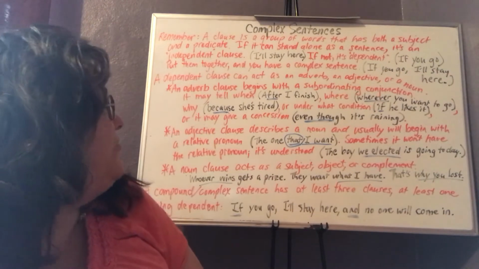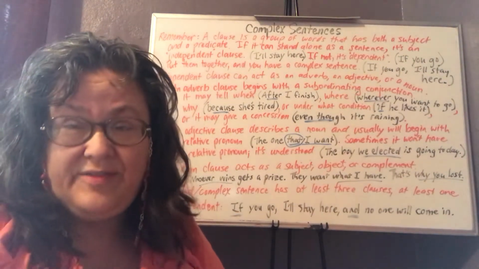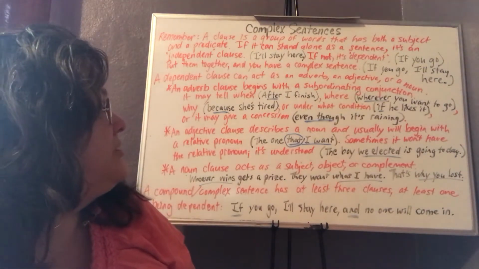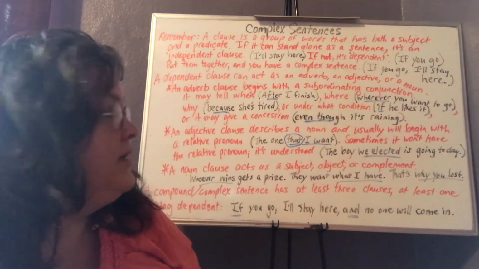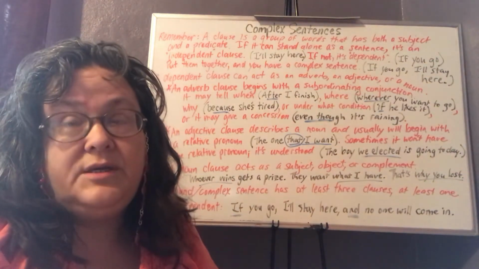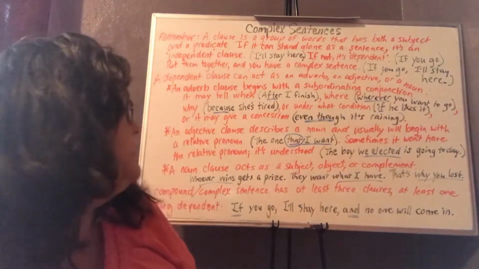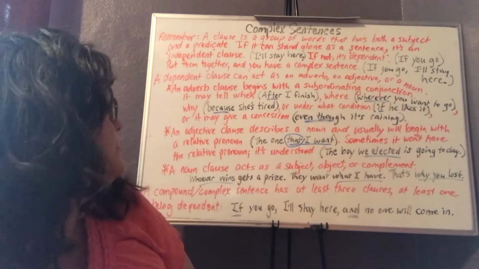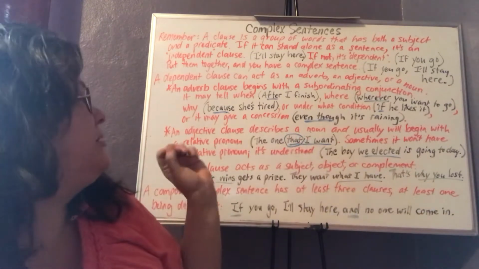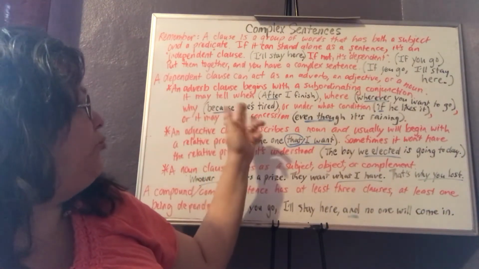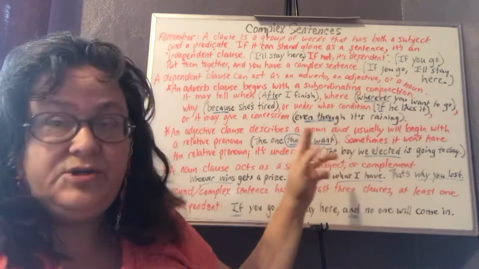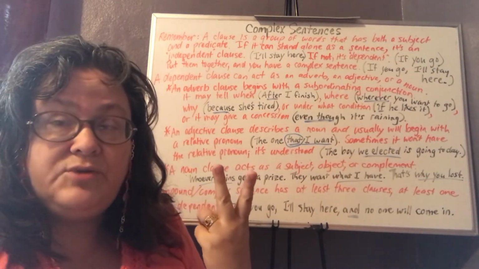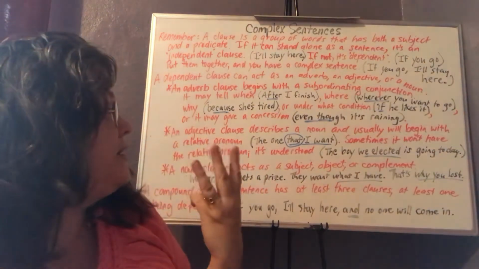An adverb clause, which is what we usually think of when we think of dependent clauses, begins with a subordinating conjunction. There are many subordinating conjunctions. In your book, I believe there is a list. An adverb clause begins with a subordinating conjunction. It may tell when, like after I finish. So after is your subordinating conjunction, I is your subject, finish is your predicate.